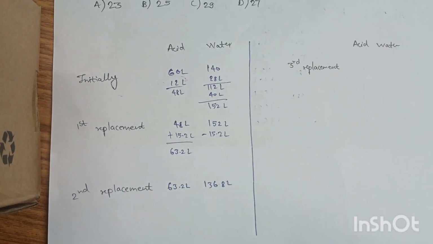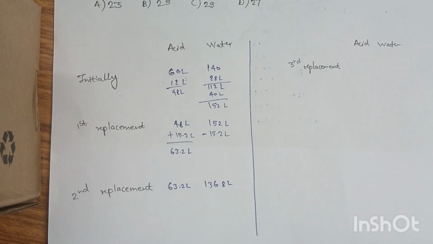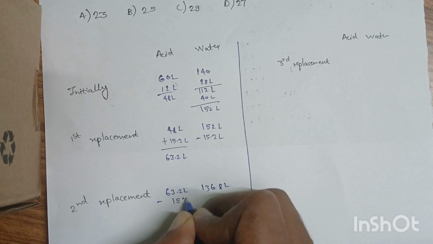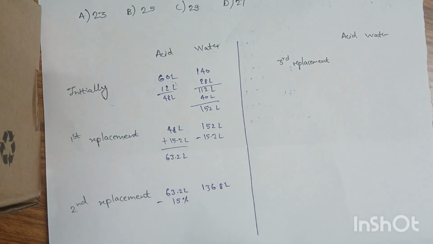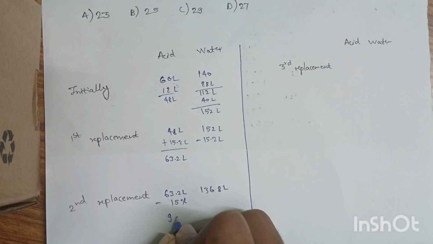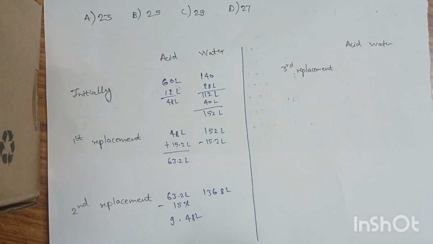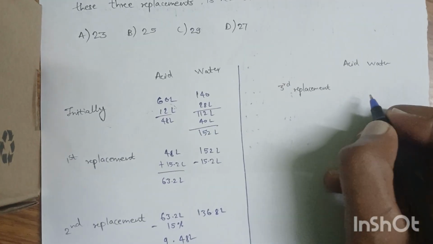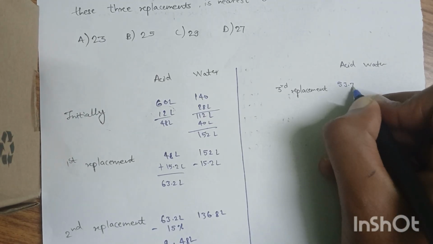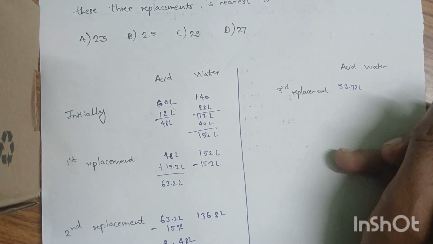The final and third replacement is that Atul replaces 15% of the solution obtained with water. So Atul reduces 15% of the acid, and directly adds the same amount into water, which is 9.48 liters. After the third replacement, the total amount of acid is 53.72 liters and the remaining is water.